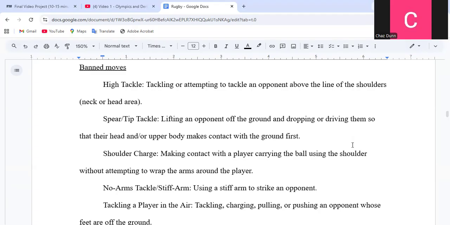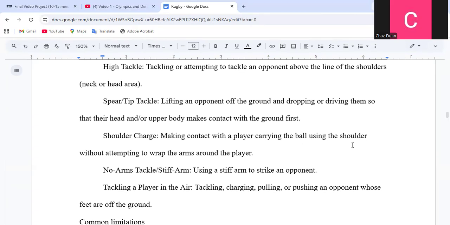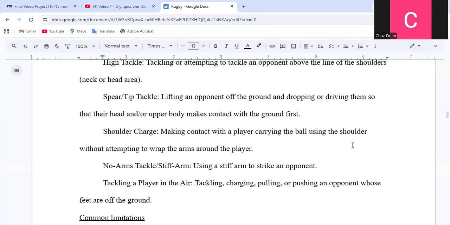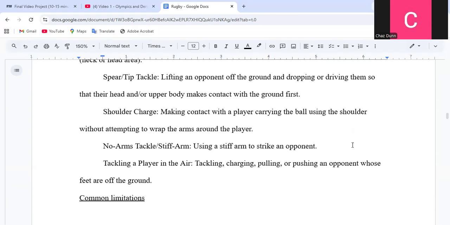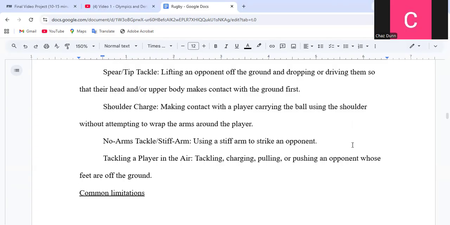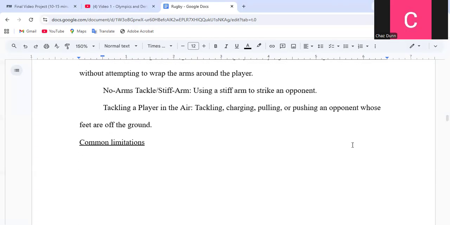You have the shoulder charge, making contact with the player carrying the ball using the shoulder without attempting to wrap the arms around the player. You also have no arms tackle or stiff arm, using a stiff arm to strike an opponent. And then tackling a player in the air, tackling, charging, pulling, or pushing an opponent whose feet are off of the ground. Those are no bueno.